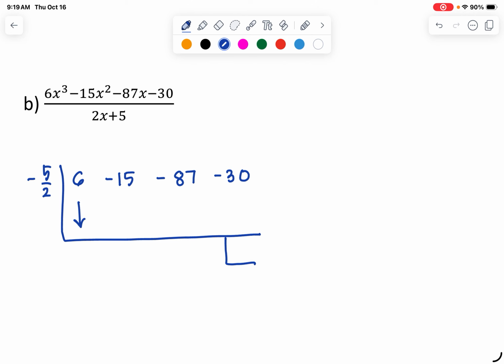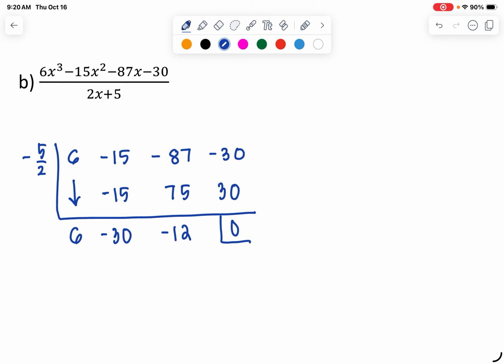Drop your 6. All right, multiply. Remember, multiplying by negative 5 halves is just multiplying by negative 5 and dividing by 2. So negative 30 divided by 2 is negative 15. I get negative 30. So I get 150 divided by 2, which is 75. That's negative 12. That is positive 60 divided by 2, which is 30, and 0. Okay. All right, so that was an x cubed, so this is an x squared, an x, constant, remainder. So my final answer is 6x squared minus 30x minus 12.